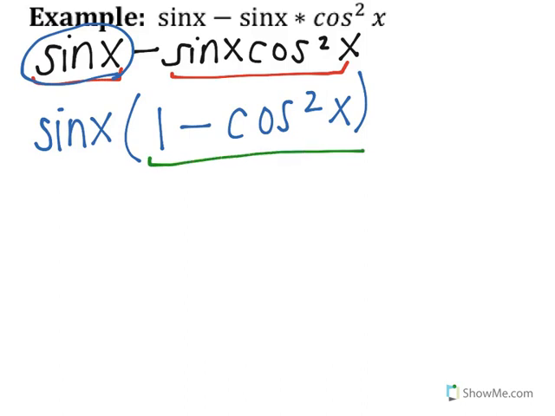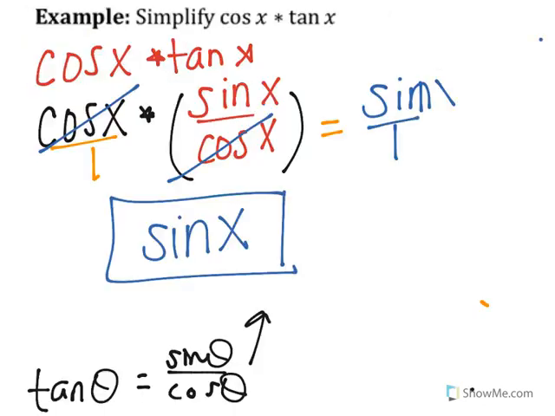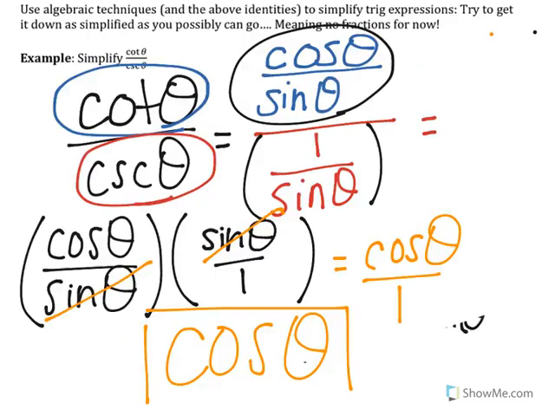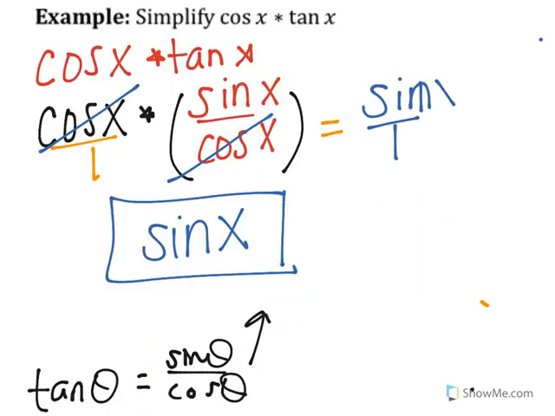Whenever you see a 1 adding or subtracting to a trig function squared, so for example, a 1 minus cosine squared like we have here, 1 minus sine squared, 1 plus tangent squared, 1 plus cotangent squared, something like that, you want to look at your Pythagorean identities. Okay, and remember your Pythagorean identities are on your sheet, but they were your cosine squared plus sine squared equals 1, your cotangent squared, all the ones I just mentioned.